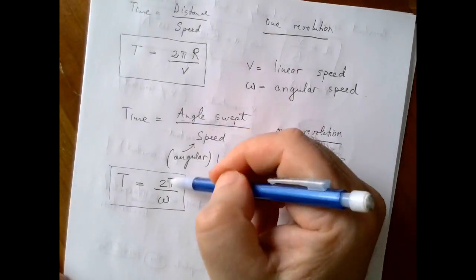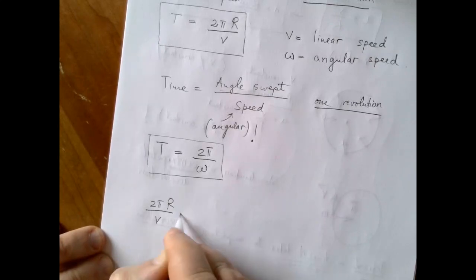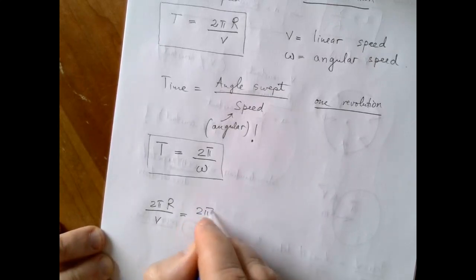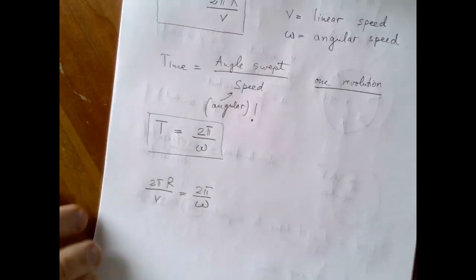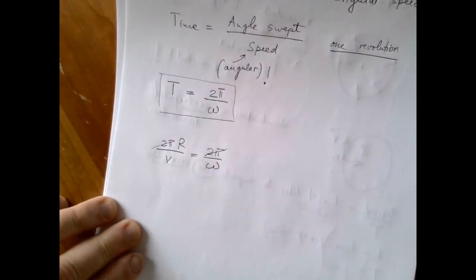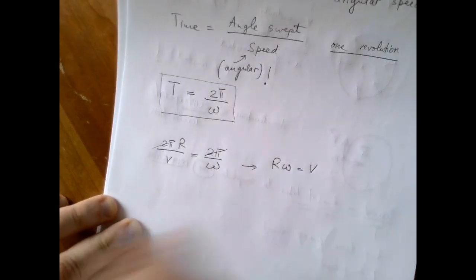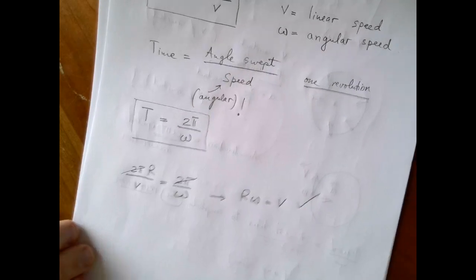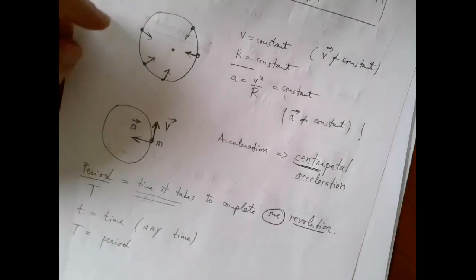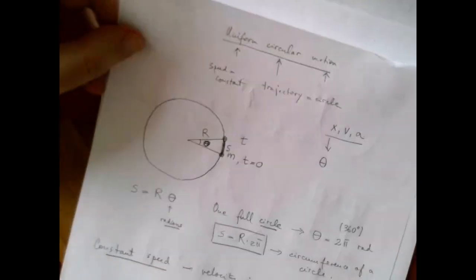Are these two equivalent? Let's check. Is 2 pi r over v equal to 2 pi over omega? Let's check. 2 pi cancels out. R omega is equal to v. And this is something that we saw before.